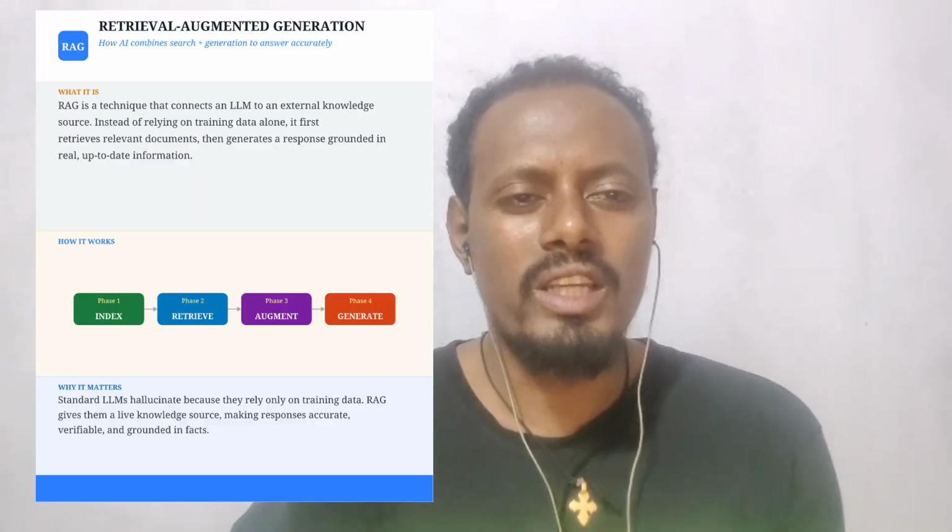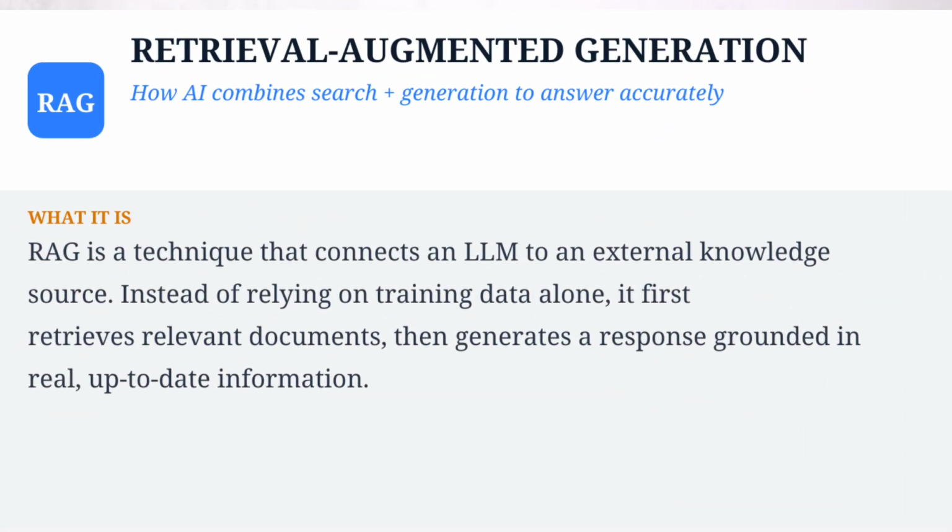to solve. Instead of relying on what the AI memorized during training, RAG goes out, retrieves real information from external resources and weaves it into the prompt before answering. So every response is grounded in actual fact, not guesses, not outdated memory, real information. That is what we are breaking down today.